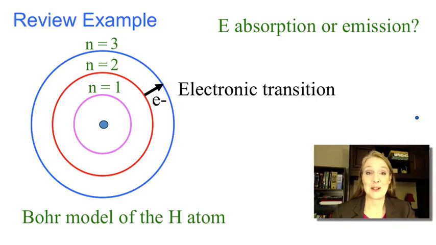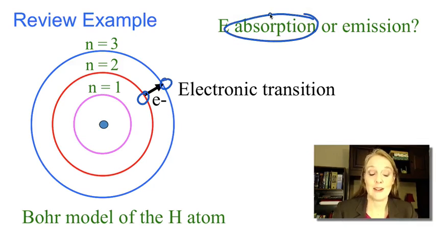In that case, the electron is starting at a lower energy level and moving to a higher energy level. So for this process to happen, the atom needs to absorb energy. So that's an energy absorption.